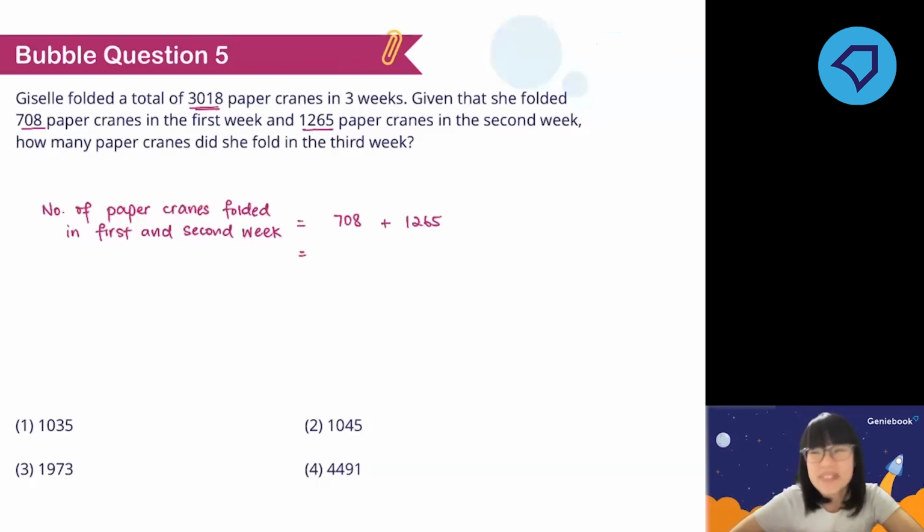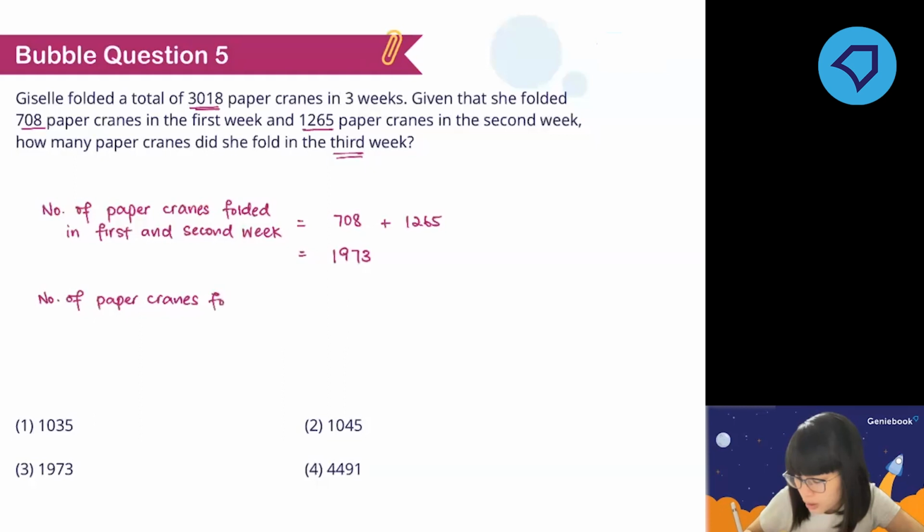Yes, thank you very much. We have 1,973. All right, so this is only the first and the second week, right? The question is asking for the third week. So in order for you to find the number of paper cranes folded in the third week, what do you guys need to do?